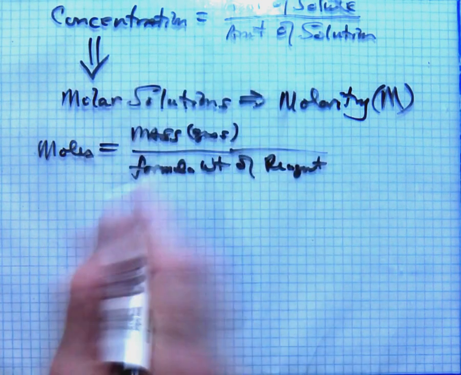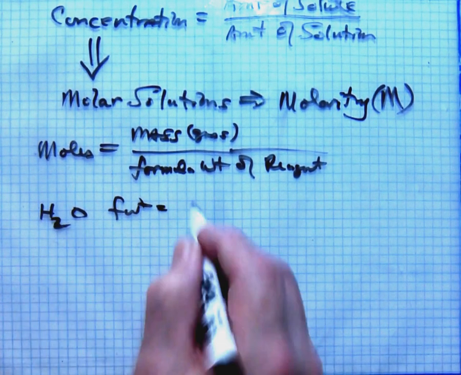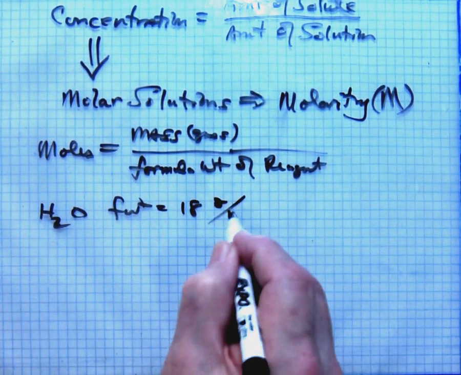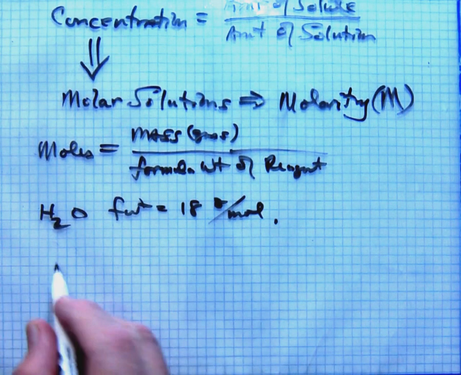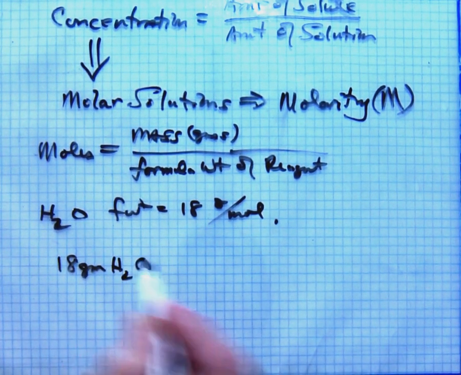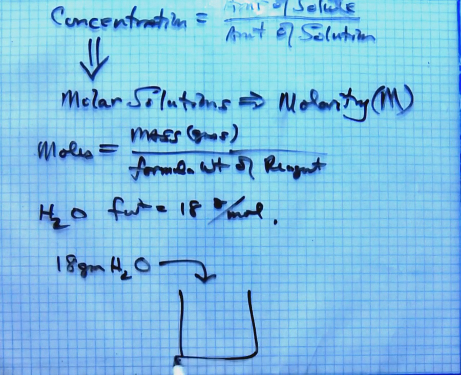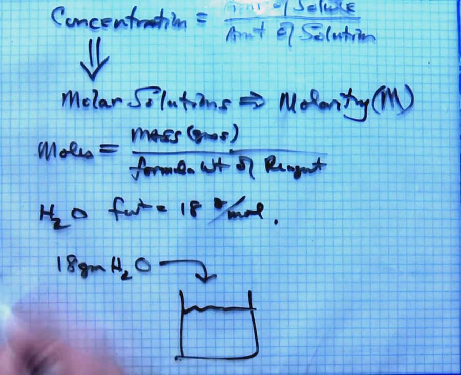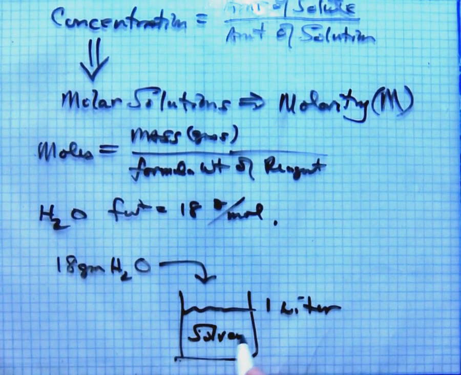Okay. Mass, say for water, H2O, formula weight is 16 plus 2, that's 18 grams, and we say per mole, or 1 mole weighs 18 grams. So if I took 18 grams of H2O and I put it into a solvent, the solvent's alcohol, water's in isopropyl alcohol, infinitely soluble. So I've got a solvent over here, and I put 18 grams of this water into 1 liter of solvent. We just call it solvent.